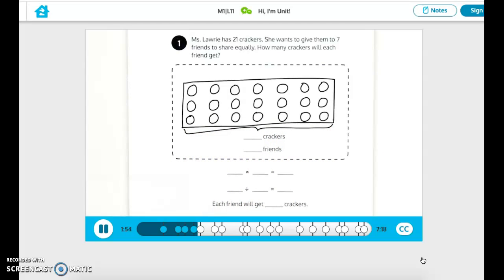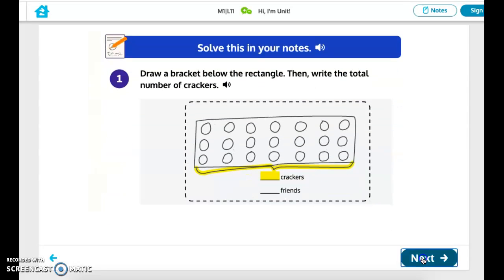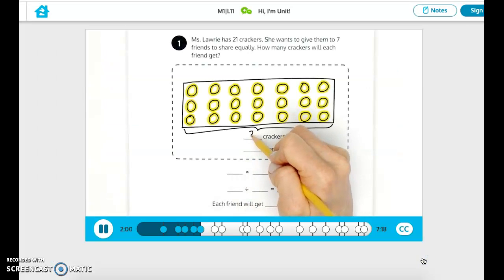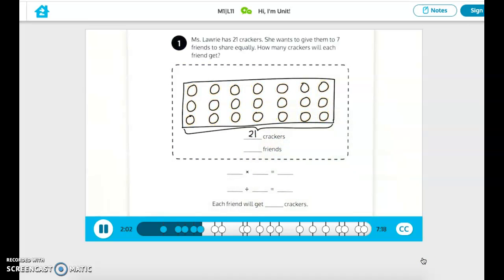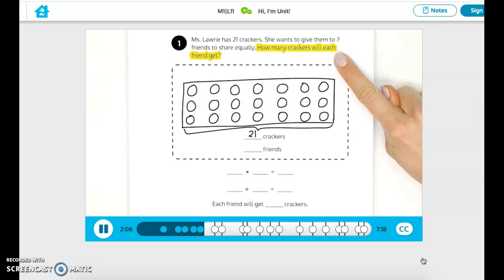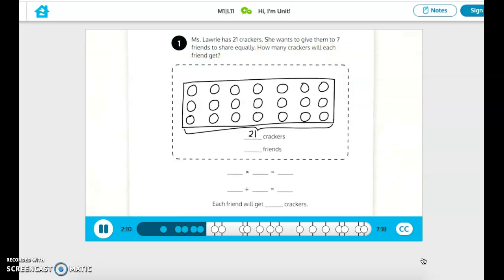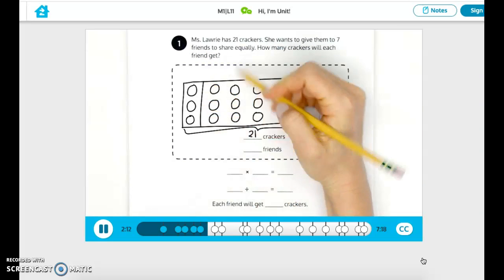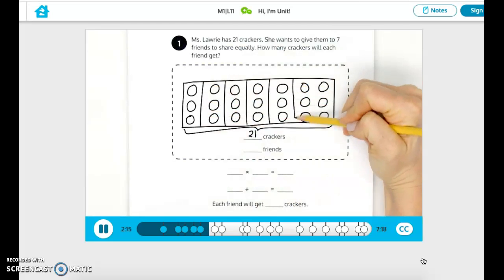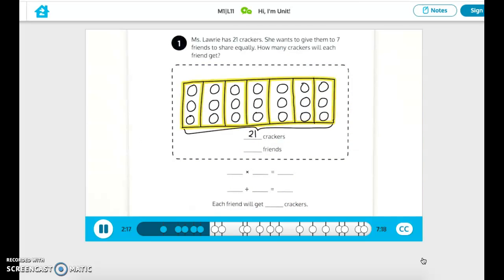What is the total number of crackers? Write that here. There are 21 total crackers. The question asks, how many crackers will each friend get? We can draw lines between each column to show the 7 groups. These 7 groups represent 7 friends.